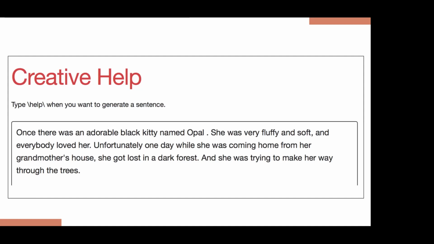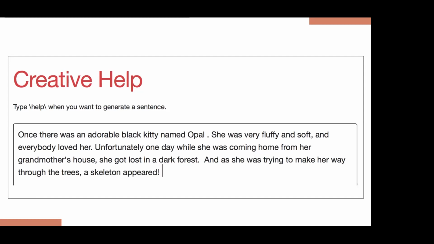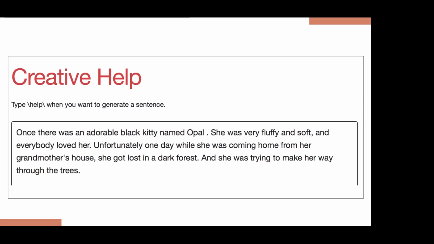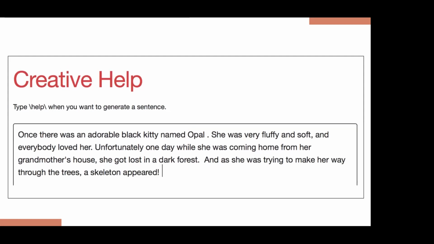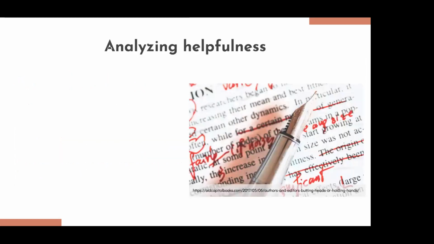And this, as I'll mention in a second, is an important feature for actually trying to evaluate the value of these applications. So for example, then the user saw this automated suggestion and they decided to retain a lot of it, but then add to it a skeleton appeared. So that's just the general interaction of Creative Help. That was the basis for the experiments I did.